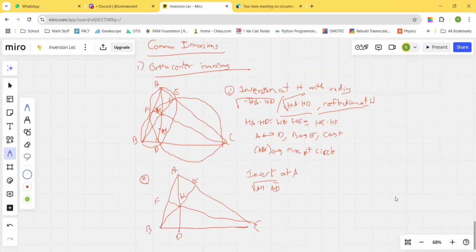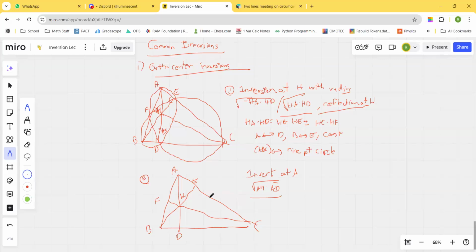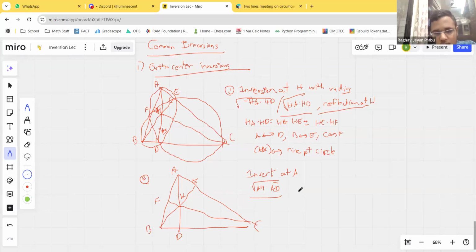A will go to D. A will not go to D this time because we're inverting at A. H will go to D, right? Correct. So you have H goes to D.